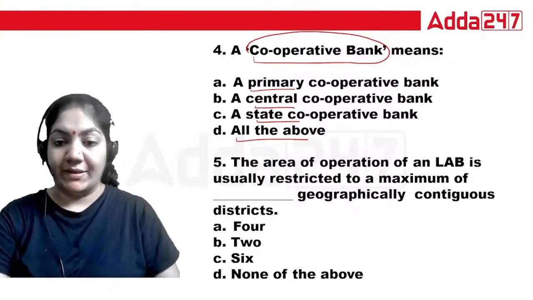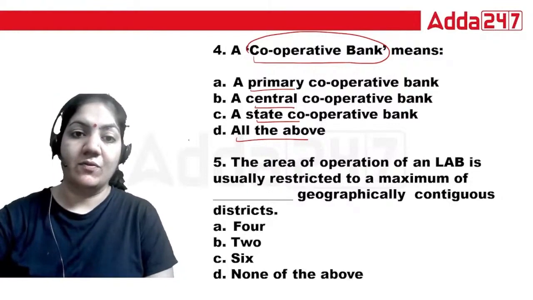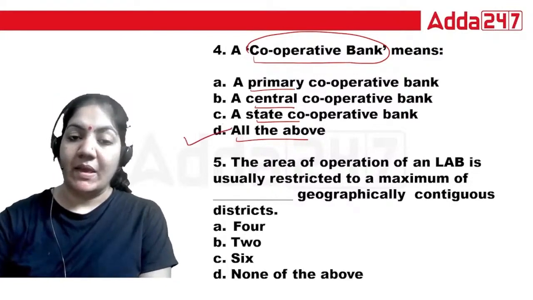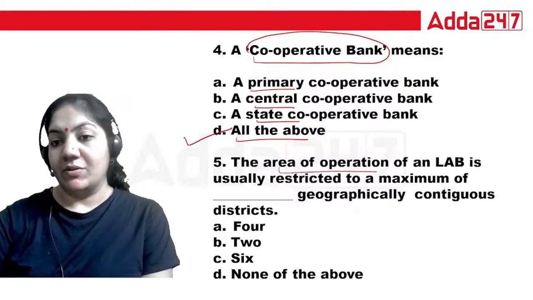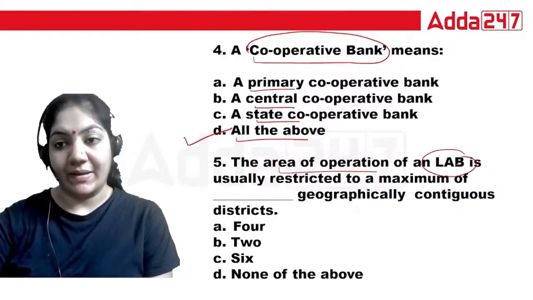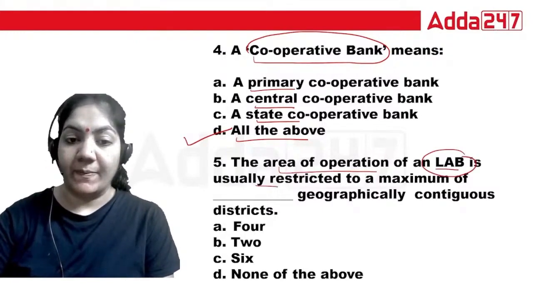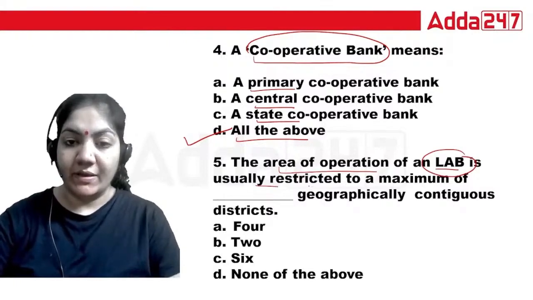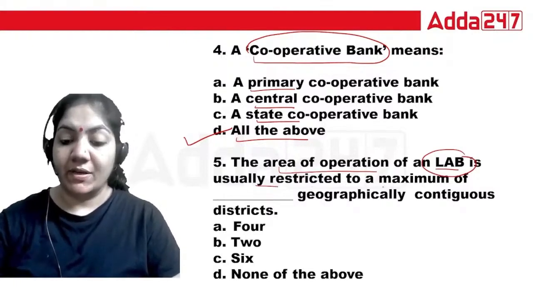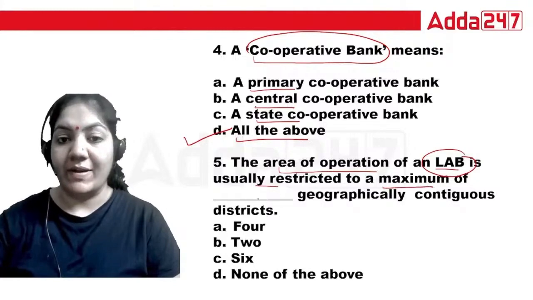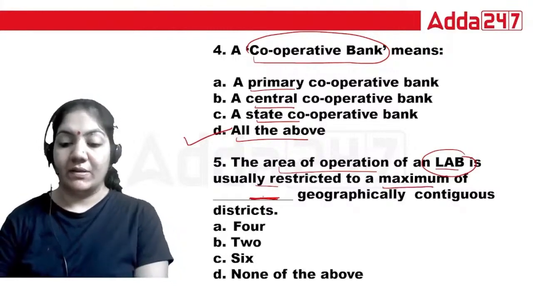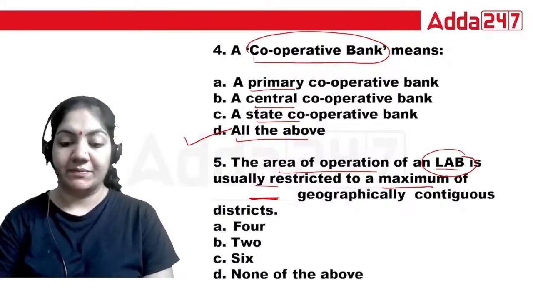Primary, central, state cooperative. Right now we have just done fourth. D is the right answer. The area of operation of a local area bank, LAB, is usually restricted to a maximum of dash geographical area. What is the right answer?